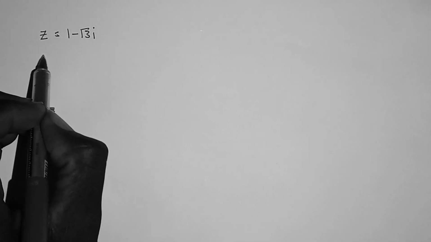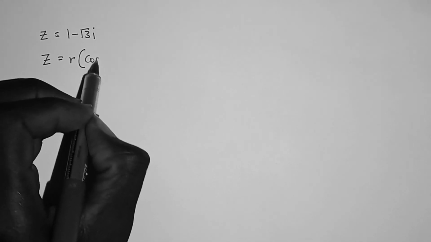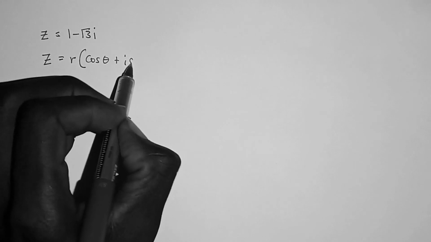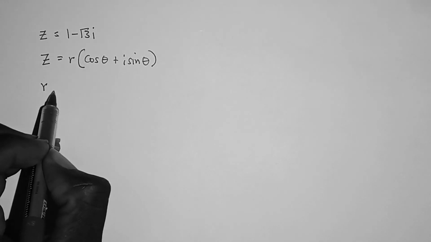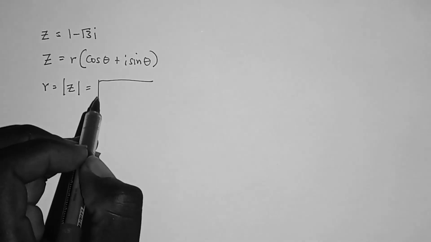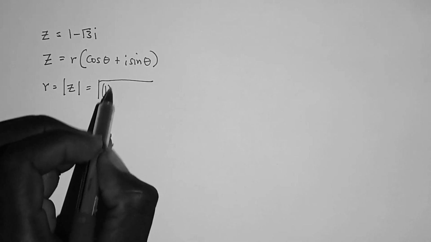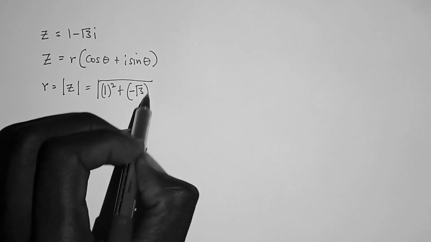Let's assume z is equal to 1 minus root 3 i. What is the value of z in polar form? We know that in polar form, z is represented as r times the bracket of cos theta plus i sine theta. So we need to find r. r is equal to the magnitude of z, which is the square root of the real part, 1 squared, plus the square of the imaginary part, minus root 3 squared.